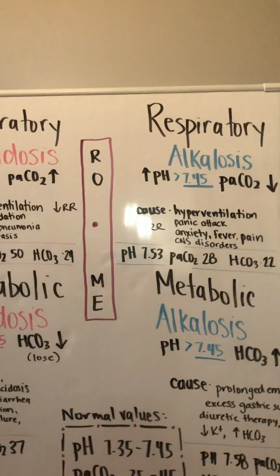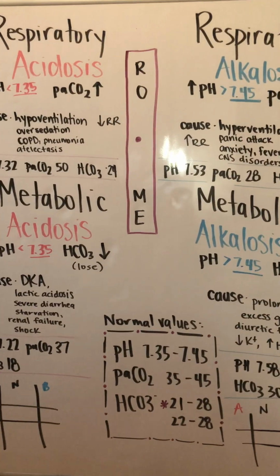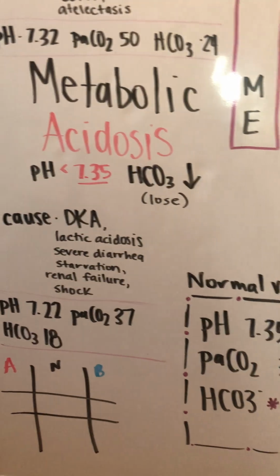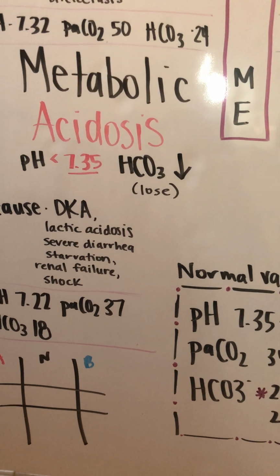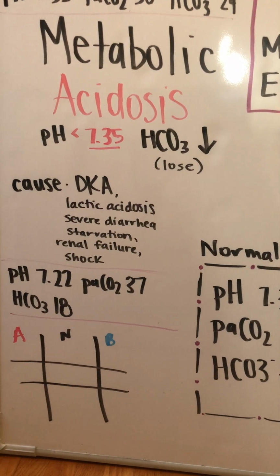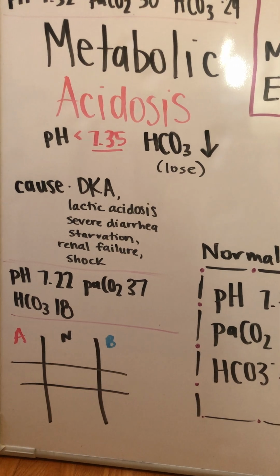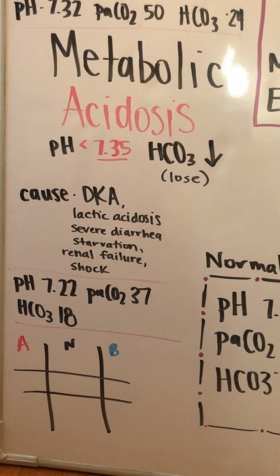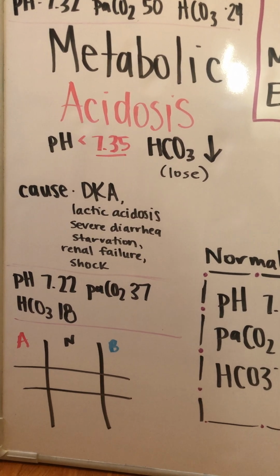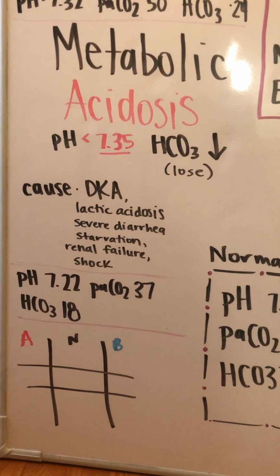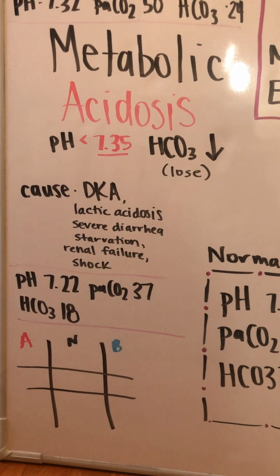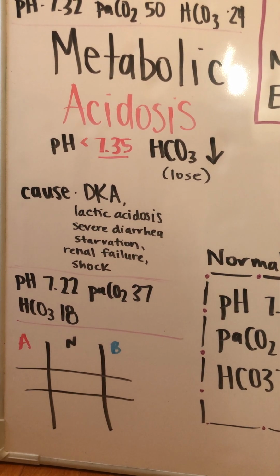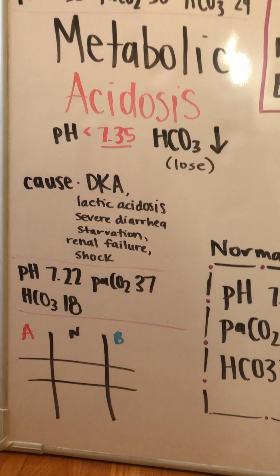Okay, so let's zoom back so you can see everything here. And then let's move to metabolic acidosis. So remembering with metabolic, it's going to be equal. So with metabolic acidosis, we know that we're going to have an acidotic blood gas. So we're going to start with our pH first, and it's going to be below 7.35. We know that in this case, it's going to be equal. So if our pH is down, our bicarb is going to be down because they move the same way when it's a metabolic causation. And so some causes here are DKA, lactic acidosis, severe diarrhea, starvation, renal failure, and shock.